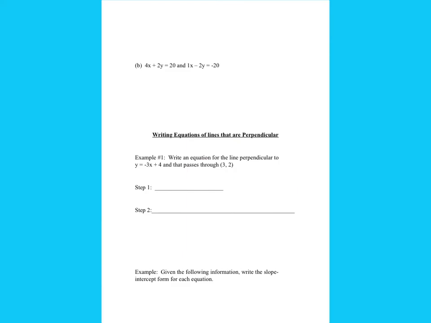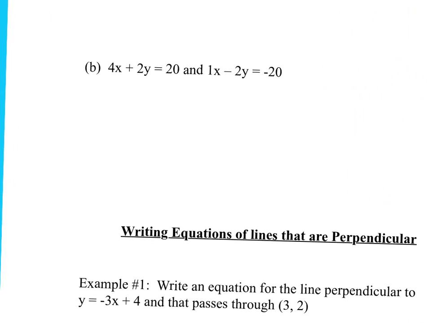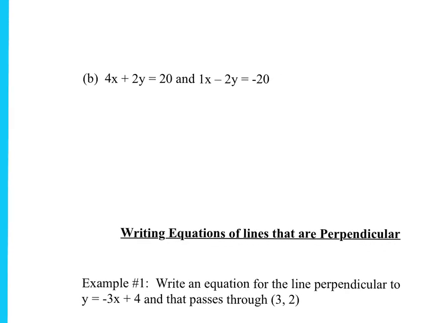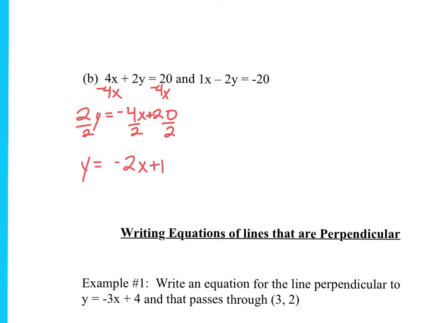Next one. Go ahead and just put those into y equals mx plus b, and then we'll go from there. What do we do here? Subtract 4x. 2y equals negative 4x plus 1. Now what? Divide by 2. Good. And y equals negative 2x plus 10. Perfect. What's the slope of that? Negative 2. Good. Negative 2 over 1. Perfect.